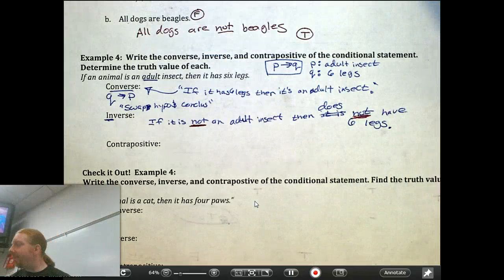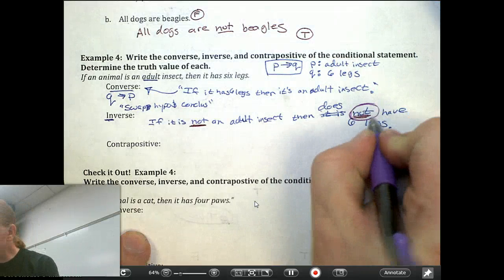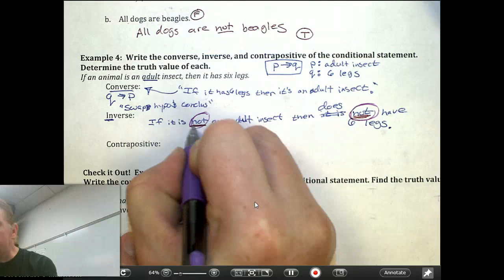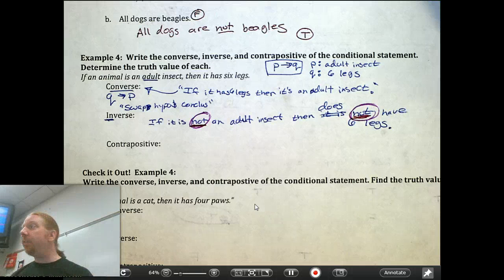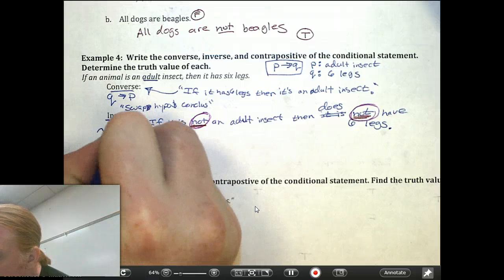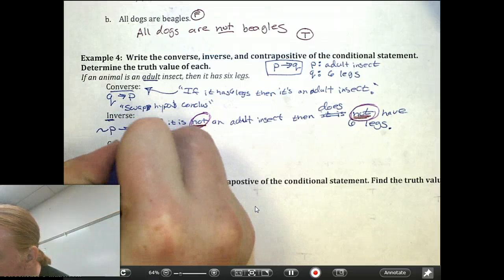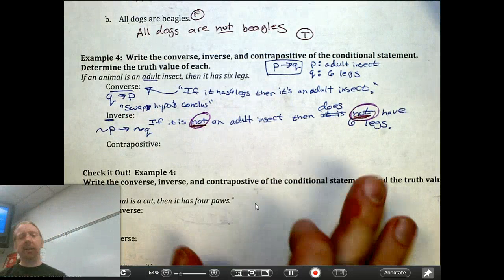So again, the thing that's new here that I changed is I've added the word not into my statements. Insect is in the same spot, legs are in the same spot. I just added the word not to the picture. Symbolically, I write this then: not P, therefore not Q. So I'm just adding in that word not.